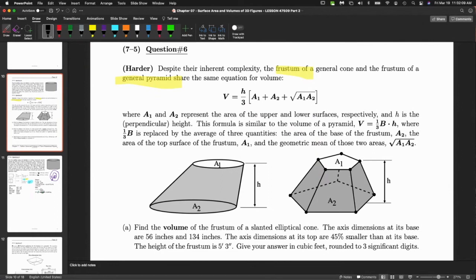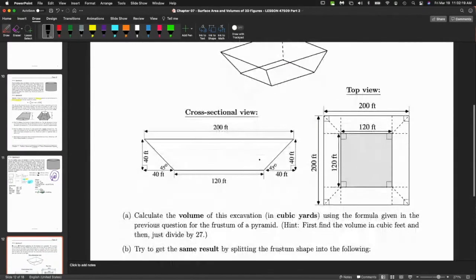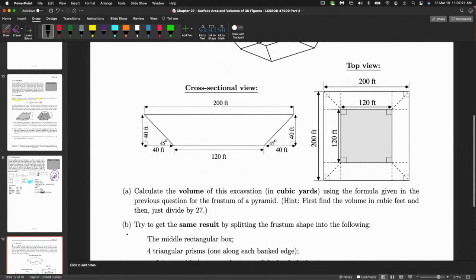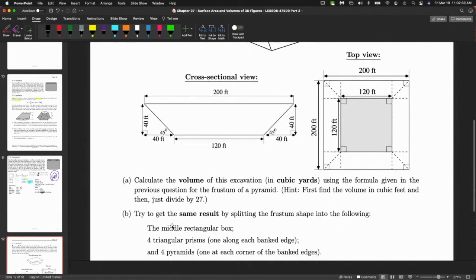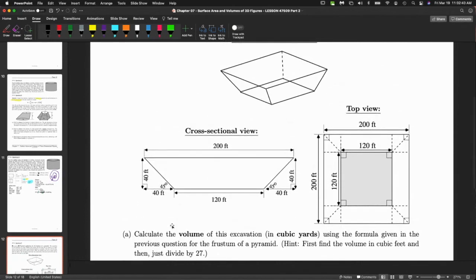Anyway, this formula, this question, could be really nasty if you try to break it up into little pieces. So in this question, there's two parts, A and B. Part B is where you just do it like patchwork, breaking it up into little triangular prisms and rectangular prisms and little pyramids in the corners. It's a disaster. I do not recommend that you do part B. If you really have free time, go for it. But part A is the way we're going to solve it.